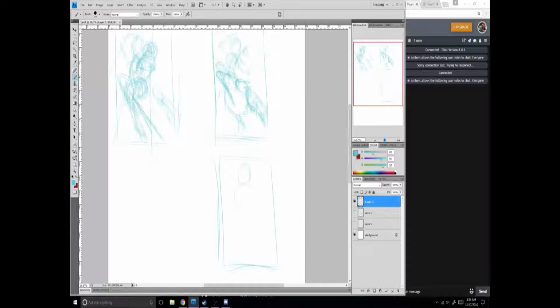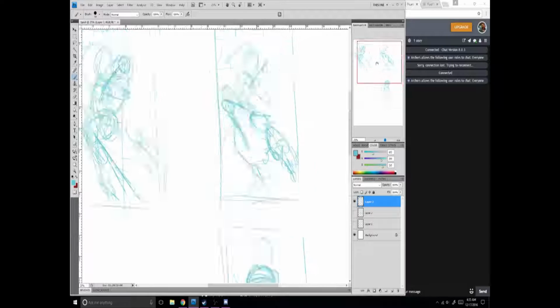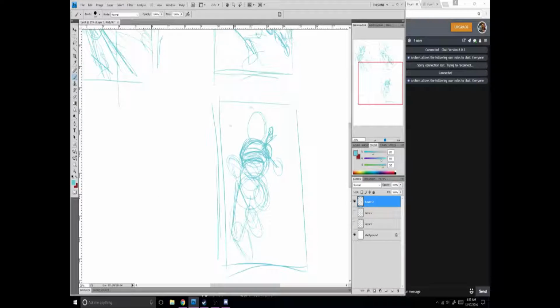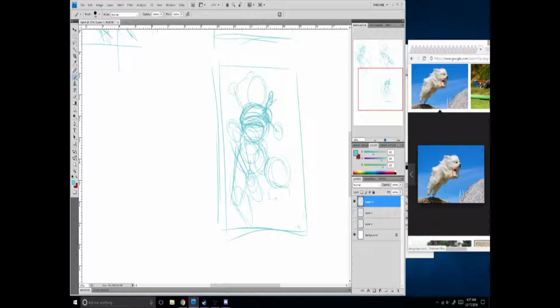I tried quite a few different types of poses, different angles, different movements, motions. I even had him sitting at one point. So it's very important that you go ahead and do several thumbnails just to give yourself an idea of where everything could and should be.